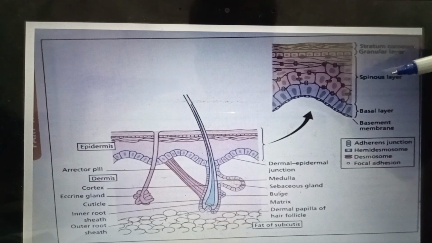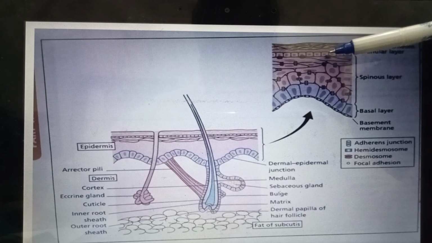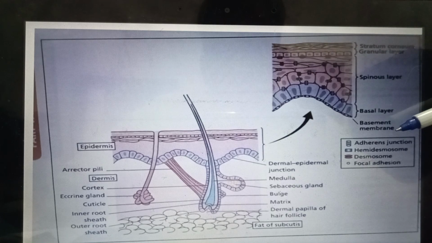The second layer is the layer of spinous cells. The third layer is the granular layer and the fourth is the stratum corneum. Moreover, the fifth layer, stratum lucidum, is also found. In between these cells, these keratinocytes, there are lots of junctions. These junctions are adherens junctions, hemidesmosomes, desmosomes, and focal adhesions. I will describe them one by one.